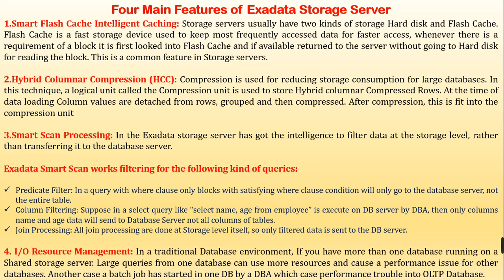Number two, hybrid columnar compression, HCC. Compression is used for reducing storage consumption for large databases. In this technique, a logical unit called the compression unit is used to store hybrid columnar compressed rows at the time of data loading. Column values are detached from rows, grouped, and then compressed. After compression, this is fit into the compression unit.